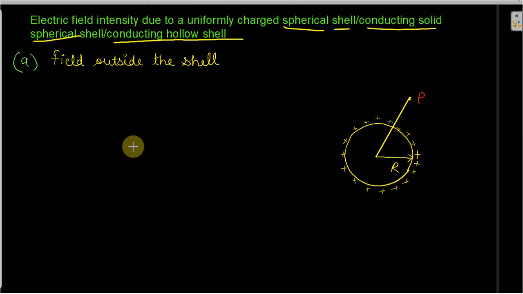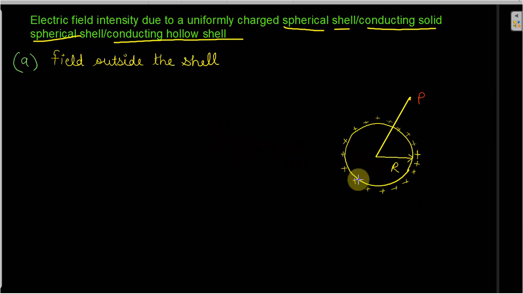Today in this video lecture, we will discuss electric field intensity due to a uniformly charged spherical shell. It may be a conducting solid spherical shell or a conducting hollow shell. So the electric field for all these cases is the same. We will derive one by one the field outside the shell, inside the shell, or on the surface of the shell.